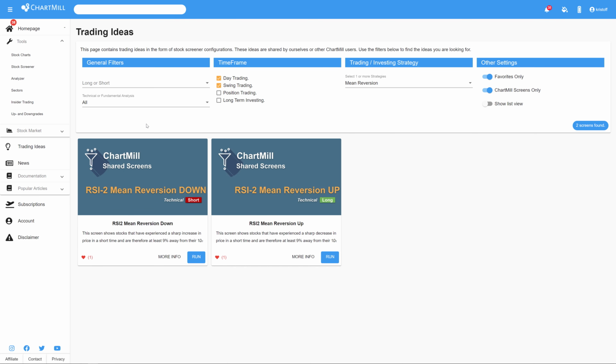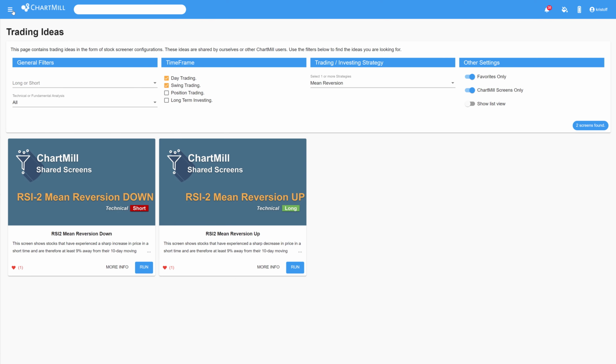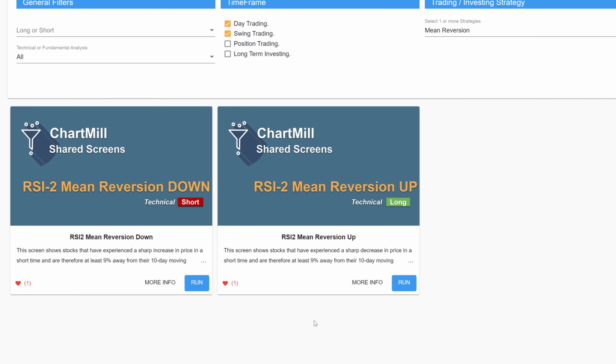In our trading ideas section, there are two different 2-period RSI screens available, a long and a short version. You can use these as a basis for identifying setups such as the ones covered in this video.